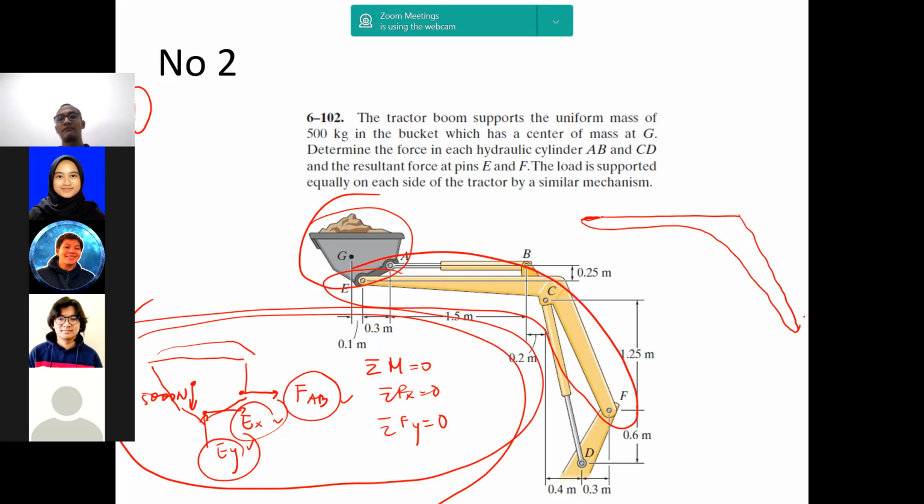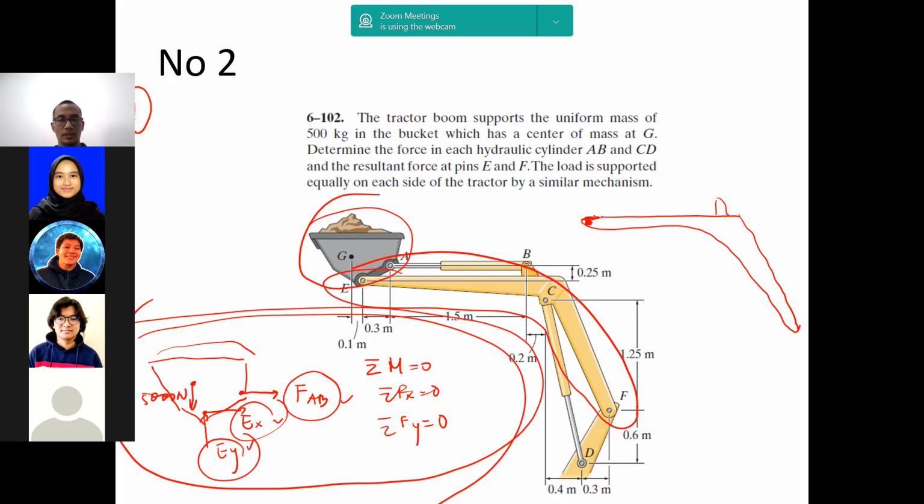Okay, what forces do we have there? The weight of the... oh wait. The weight of what? The mass. We don't have mass here, it's massless, right? No, the force from the previous one on the E. Yes, correct. So EX and EY, we have to put it there because there is a pin at E there.